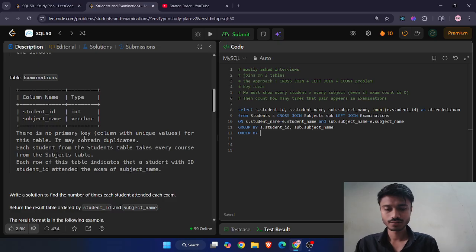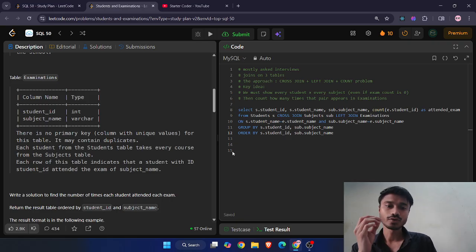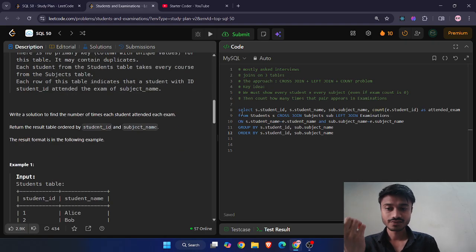All right, and then we need to write the final order by, which will be student id and subject name, same. Yeah, so what it is saying, we are selecting the student id from the first table, which is the student table.